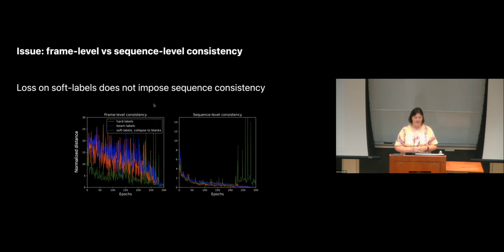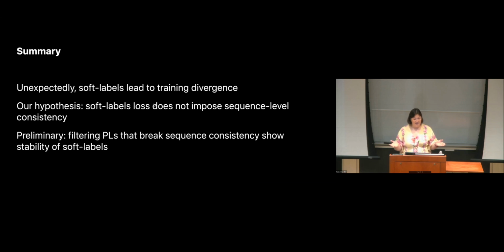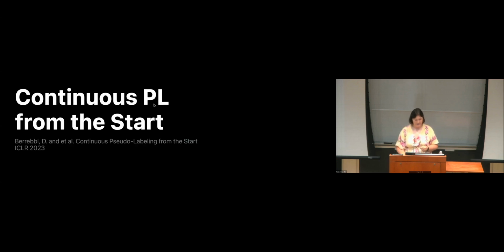So the issue we found is that the loss on soft labels, which is classic in computer vision, does not impose sequence consistency for speech data. In that sense, we unexpectedly found that soft labels lead to divergence. You need an additional sequence level loss function. One of the things we tried was to filter out the things which break the consistency of the sequence, and this kind of works. I didn't finish this work fully, but that was the main preliminary finding here.